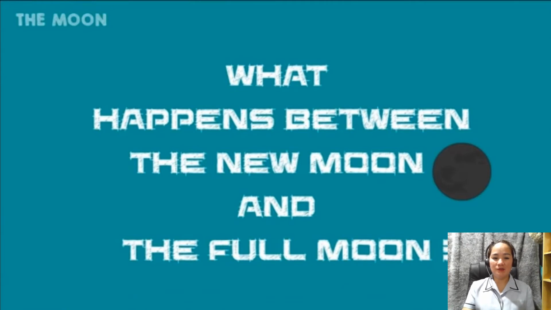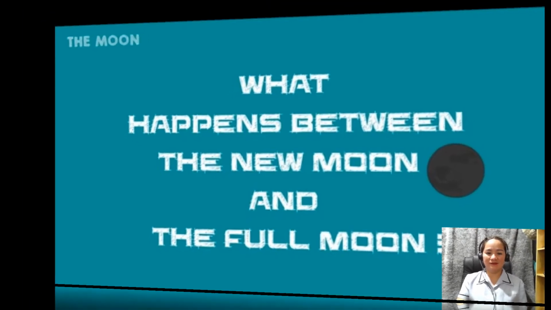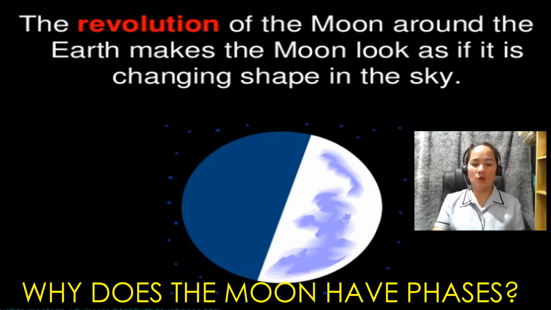But what happens between the new moon and the full moon? That is what we are going to talk about today. This is where the 8 phases of the moon come in. So why does the moon have phases? We call this revolution. The revolution of the moon around the earth makes the moon look as if it is changing shape in the sky. So what are these phases of the moon?